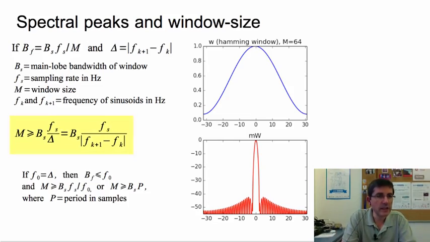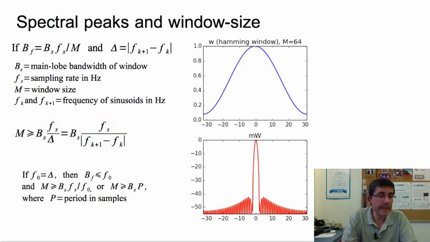So this equation here shows what has to happen. M has to be bigger or equal than B sub s, the number of samples of the window in the main lobe, multiplied by the sampling rate and divided by this delta. Or we can also express this delta as the absolute value of the difference of these two frequencies.